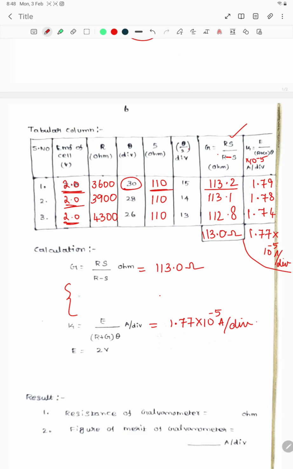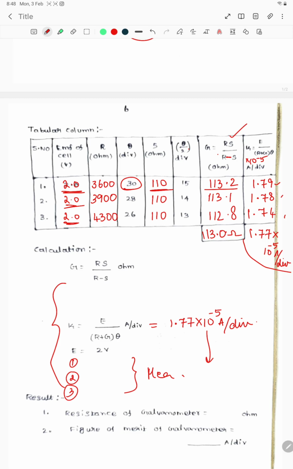If needed, you can also show the calculation for every G value. The first G value, second G value, and the third G value, which is 113, 112 something. And then you can do the mean calculation, and for the mean calculation you can write this answer. Is it clear? And the same way here also you can do the 1, 2, 3 figures of merit, then take the mean value, and the mean value can be written here. Okay, so individually separate calculations must be shown in the calculation part.